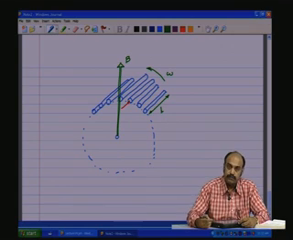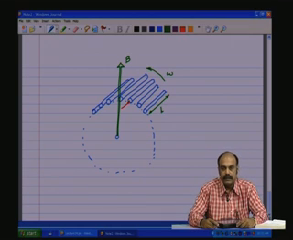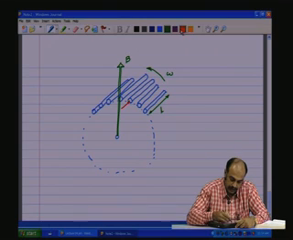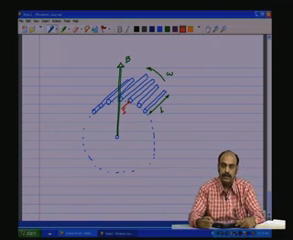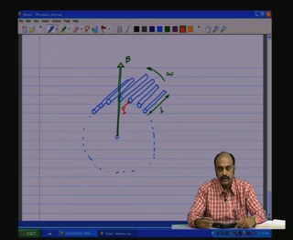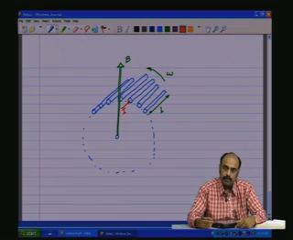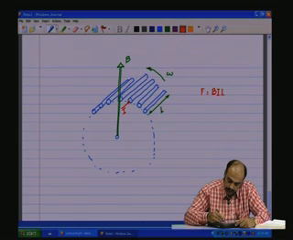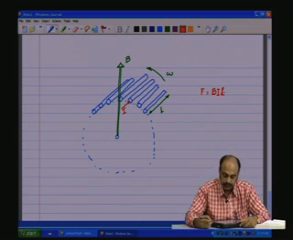So, if you recall the Lorentz force, we have the field B, then we have a current I which is flowing through the conductors, and this is going to provide a force, and that force is B I L. This is called the Lorentz force.